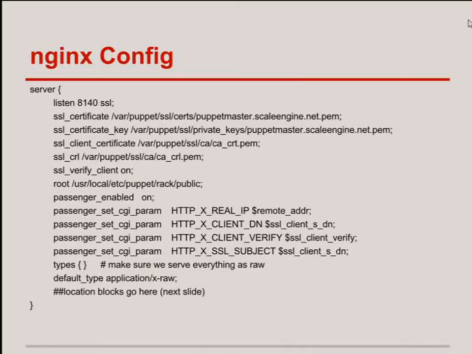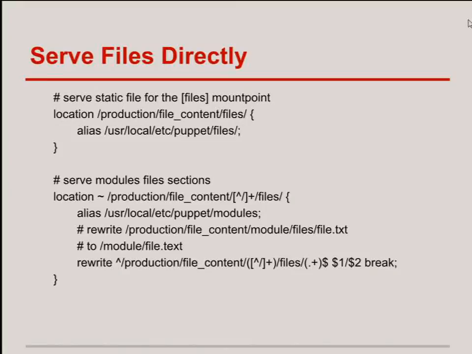So this is basically the config you would use in Nginx. You can download the slides after. This is what you would have in a stock install of Puppet. And then the next slide shows the specific things we do. All right, so in the production environment, when you're pulling the file content from the file directory, we just point it straight to where those files live on our Puppet jail. Because even our Puppet master is actually in a jail.